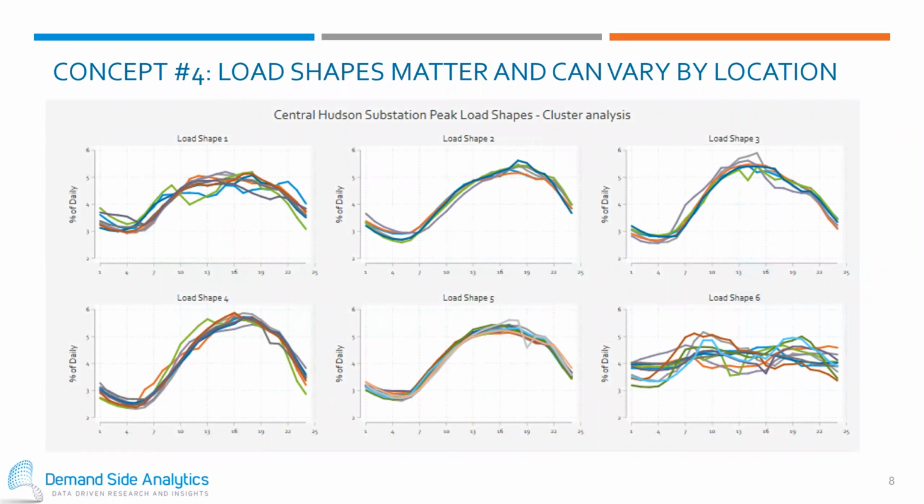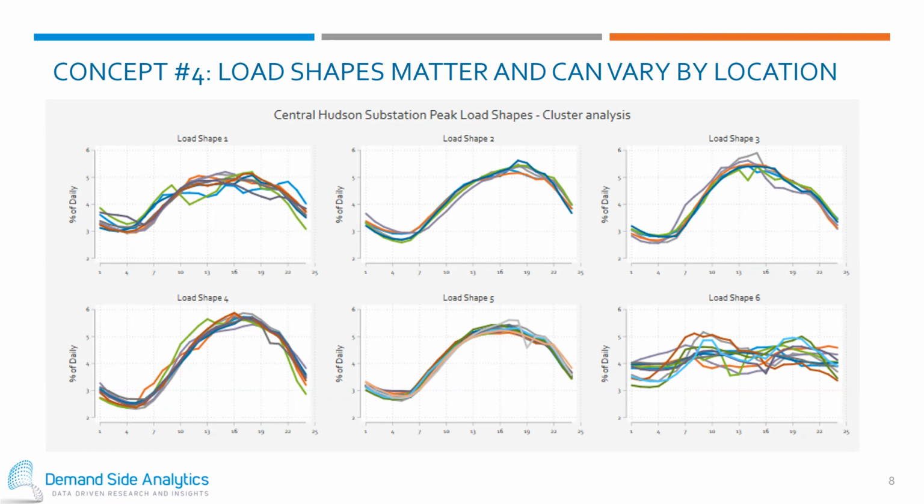The fourth concept is that load shapes matter. They can vary by location. This graph is showing actual Central Hudson substation loads. And we essentially took an algorithm and classified them based on load shape. And to do this, we had to normalize the shapes. So each of these is actually the top 5 days, and we took the average across them. And we essentially converted them so the area under each curve adds up to 100%. So each location shows the share of your load that's occurring in hour 1, 2, 3, 4, etc.